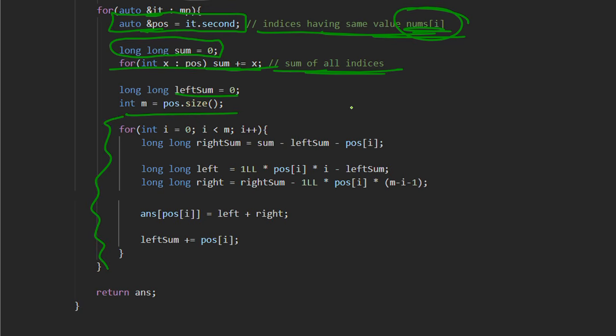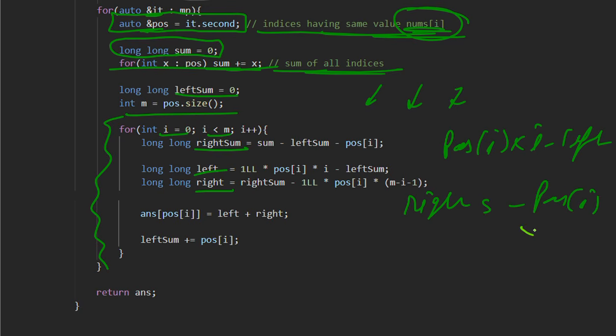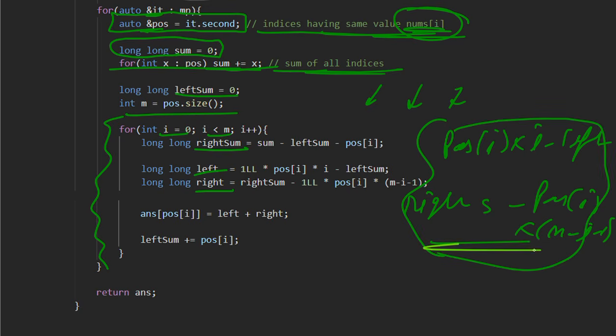Then we go to each position in that group, and we first find the right sum, and then we find the left contribution and right contribution using the formula position of i into i minus left sum. For right contribution it will be right sum minus position of i into m minus i minus 1. I have already shown you how we have derived the formula in the process. Then our answer will be left plus right, and then we increment our left sum, that is we add the current element, and at the end we return the answer.